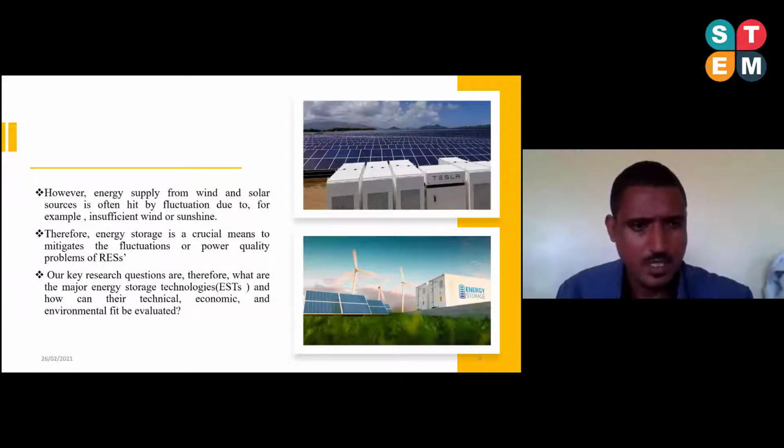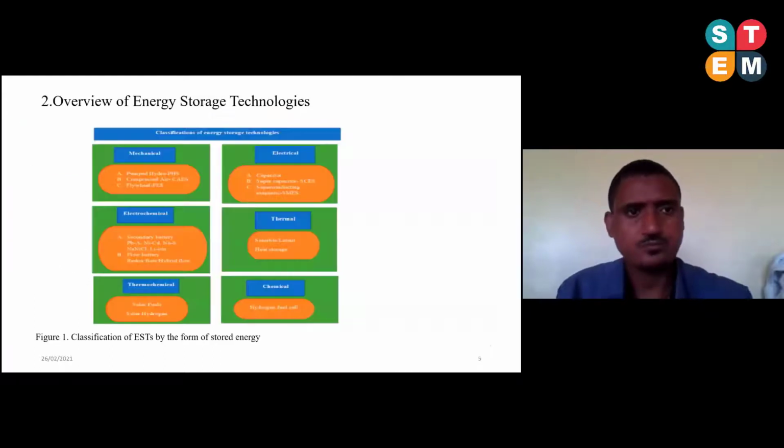The first one is defining or assessing the major energy storage technologies that are available at commercial level. Then the next step is how these energy storage technologies can be technically, economically, and environmentally evaluated. So this is the aim of our research.